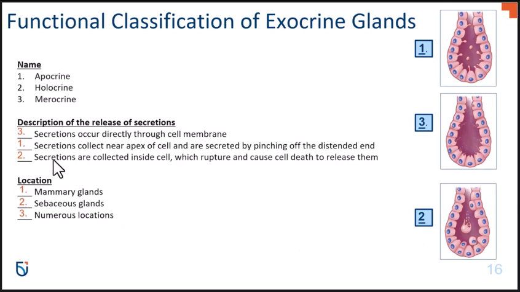An example that you can make note of a merocrine gland, even though there are many in the body, is the salivary gland. So your production of saliva.